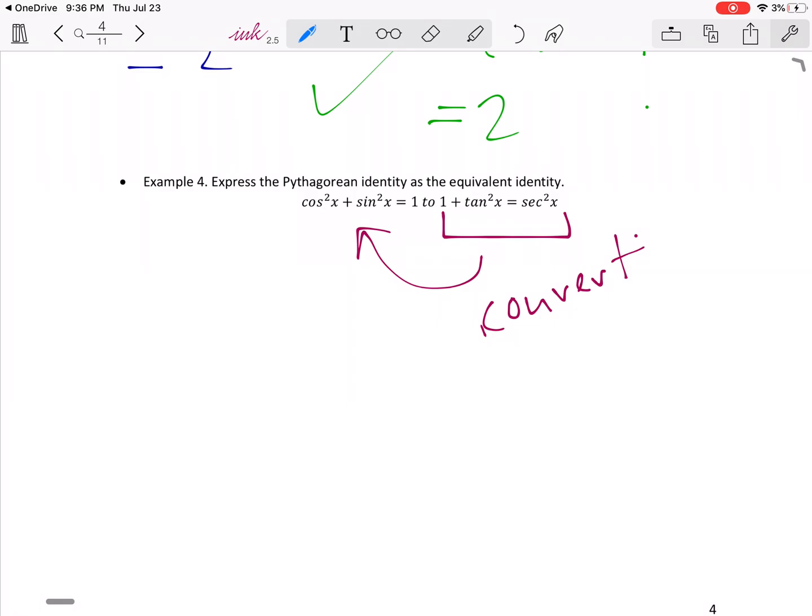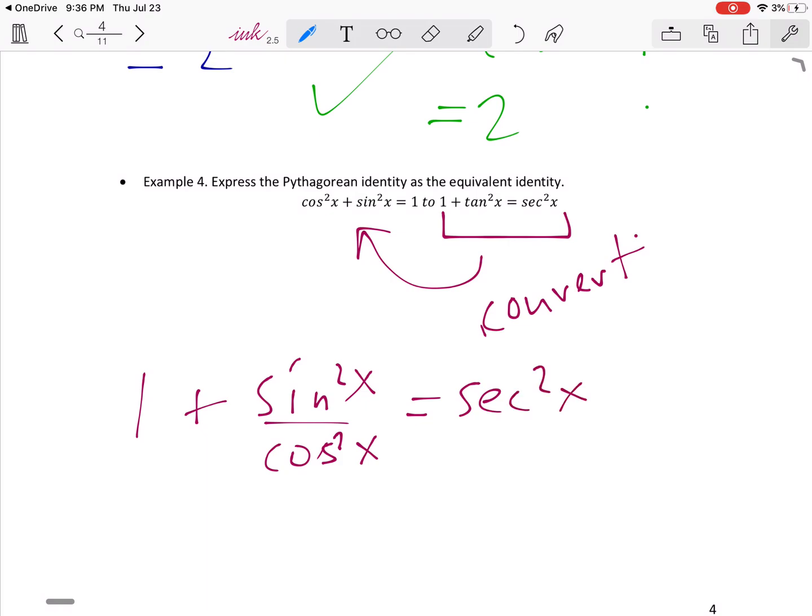So what I'll do first is I'll get rid of that tan squared x, and I'll make that sine squared x over cosine squared x. Okay, so what I've done there is tan is equal to sine over cos, and so the reason why it's squared is because tan is squared. So it's like sine over cos, squared.